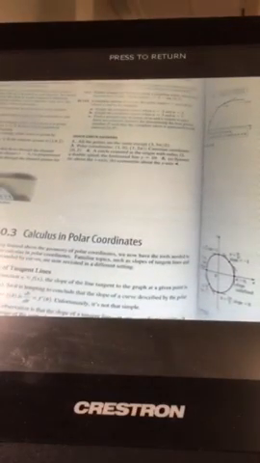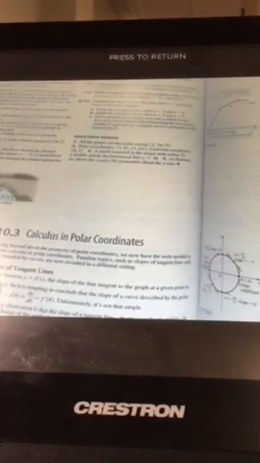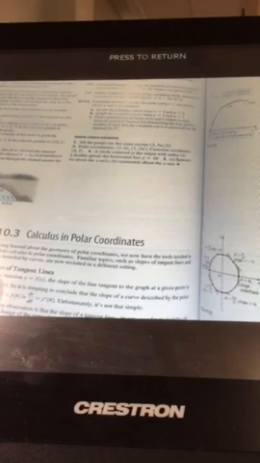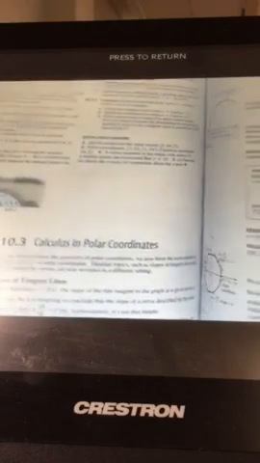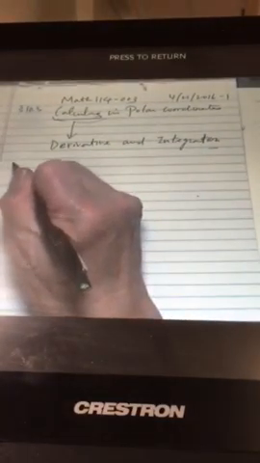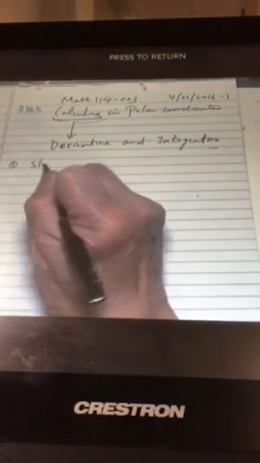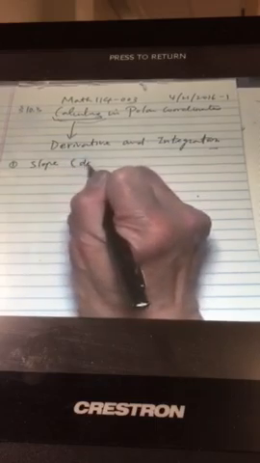So the first thing you need to know is slope. What's slope? Slope is derivative. Slope is derivative. So first thing to do first, slope. Slope means derivative, really.